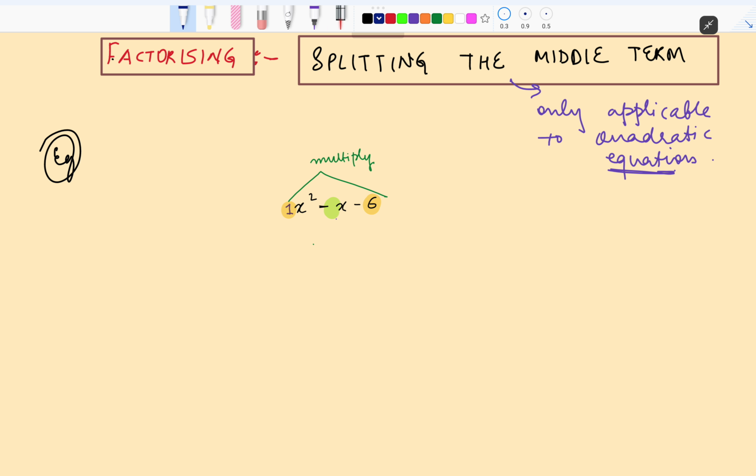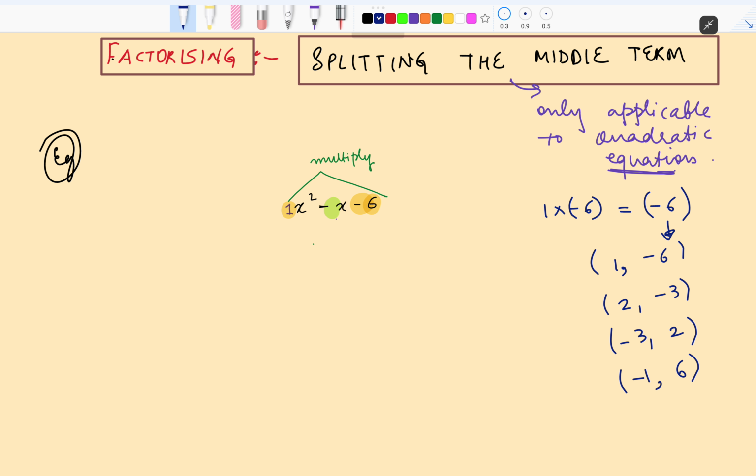although we've done it in lower classes, just revising very quickly, you multiply the coefficient of the variable with the highest degree, which is this, and the constant term. तो 1 and minus 6 को हम multiply करेंगे. 1 into minus 6 is going to give me minus 6. Now we'll find out the factors of minus 6. Factors of minus 6 are going to be 1 comma minus 6, 2 comma minus 3, minus 3 comma 2, minus 1 comma 6. These are the only factors, right?